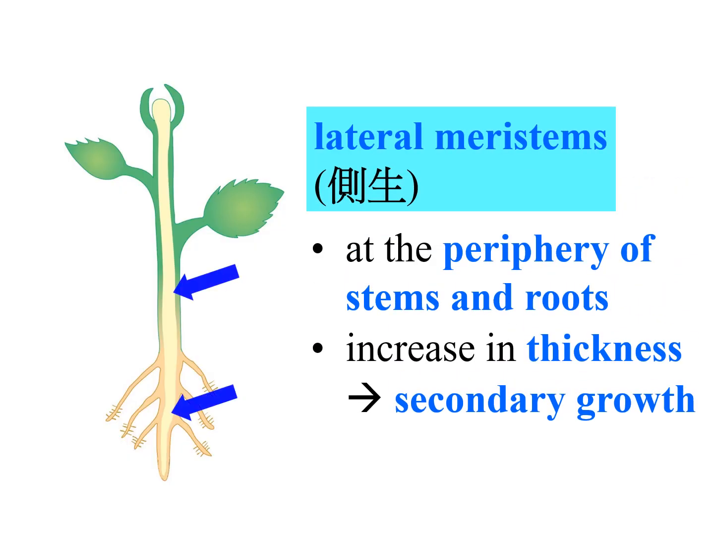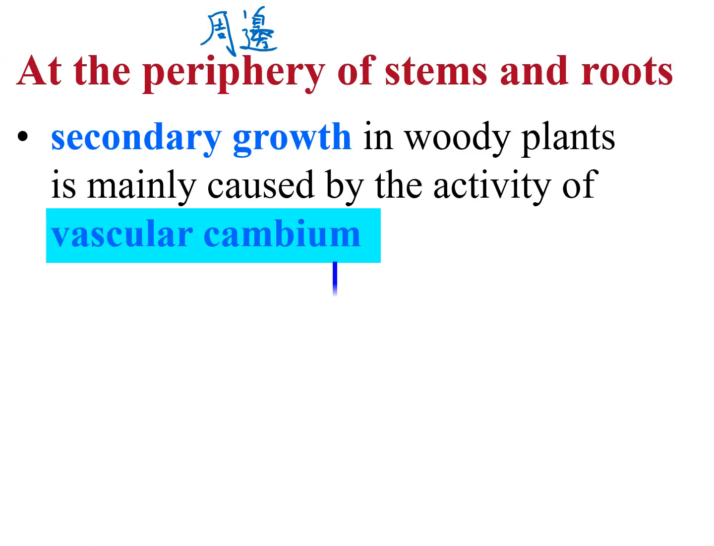Unlike the apical meristem, which you can find on the root tip and the shoot tip, the lateral meristem is located at the periphery of the stem and the root. Periphery means 周邊. It helps to increase the thickness of the plant, so we call this secondary growth. At the periphery of the stem and root, we can find the secondary growth.